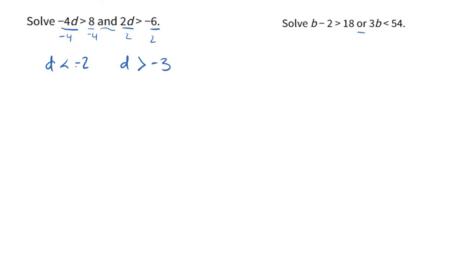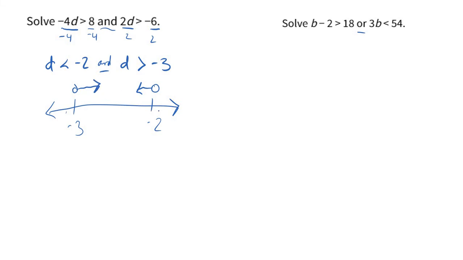So d is less than -2 and d is greater than -3. Alright, so notice we just have an "and." Now one good thing I think to do is just make a quick sketch. Visualize what you just did. So d is less than -2, so that would be everything that way, right? Greater than -3, everything that way.